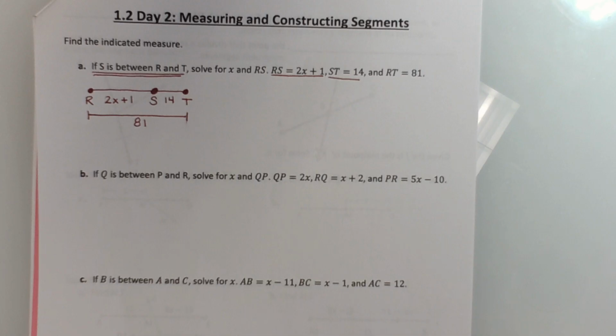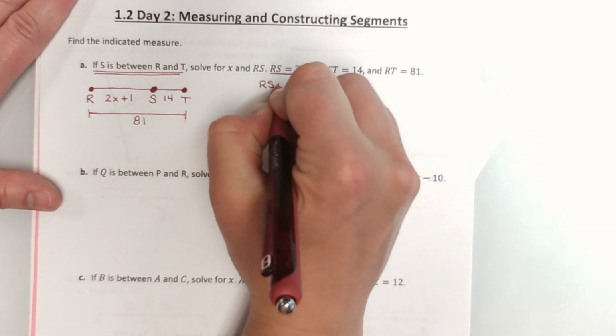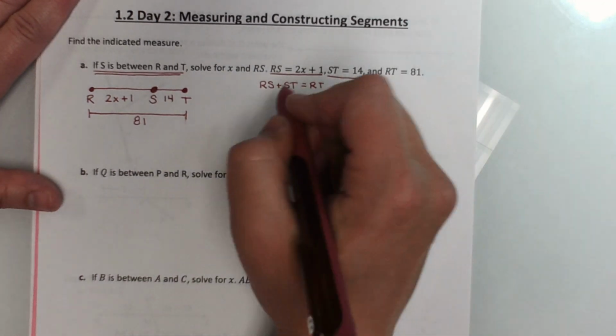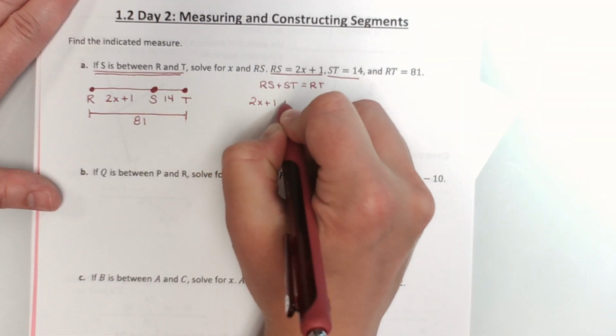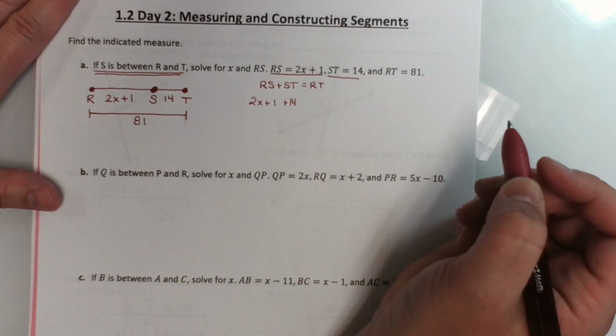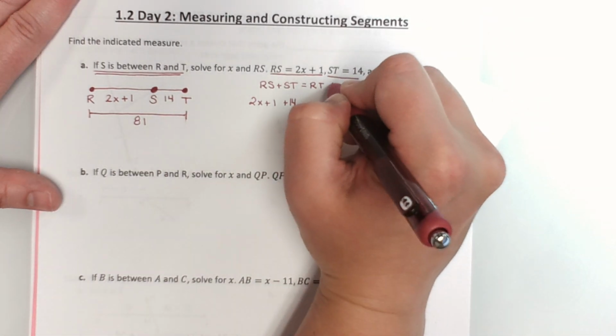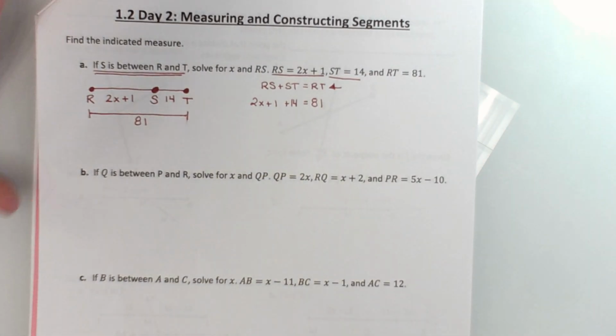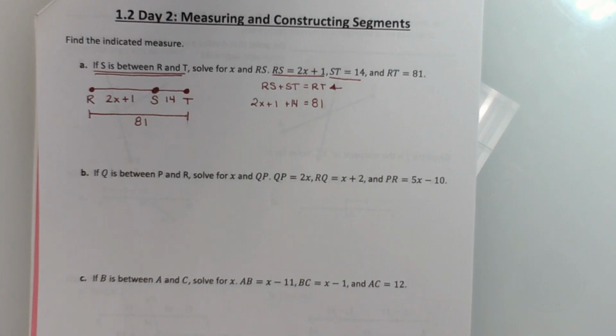Which 2 segments do I add together given this setup? Go for it. 2x plus 1 and 14. The 2x plus 1 and the 14. Again, do I have to write RS plus ST equals RT? Or can I go directly to what Jackson said and write 2x plus 1 and then plus 14? This, for now, you can skip, actually. The next step, though, the 2x plus 1 plus 14 equals 81, that you need to write out.